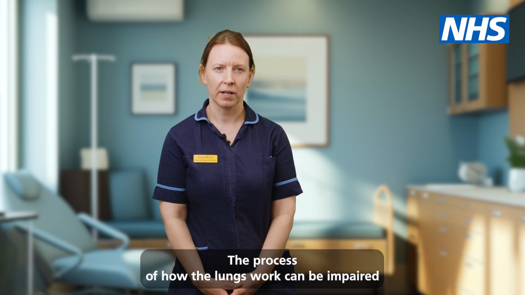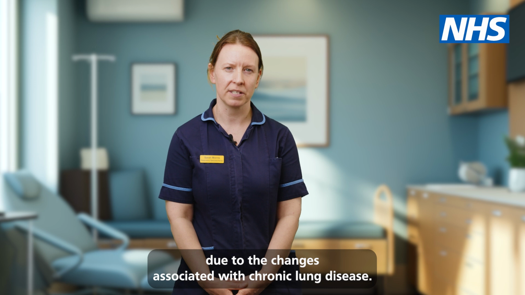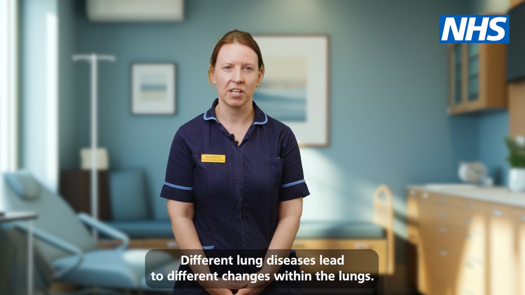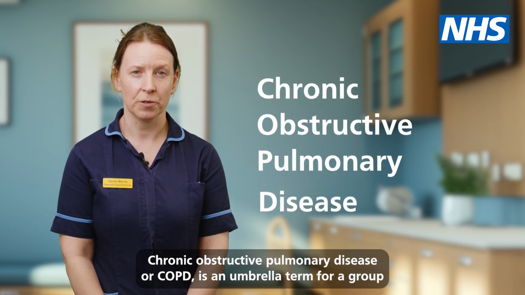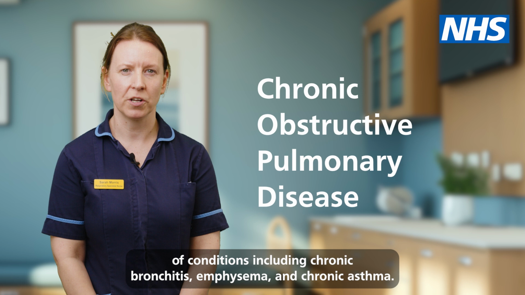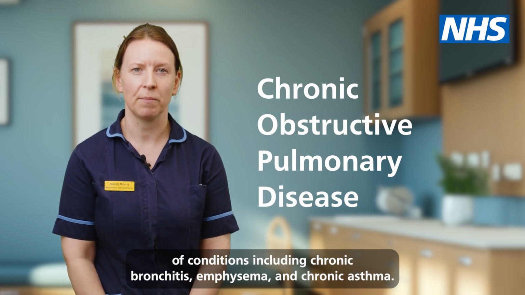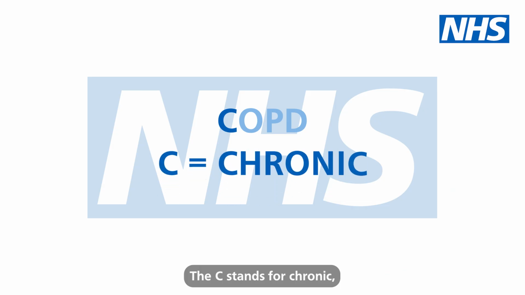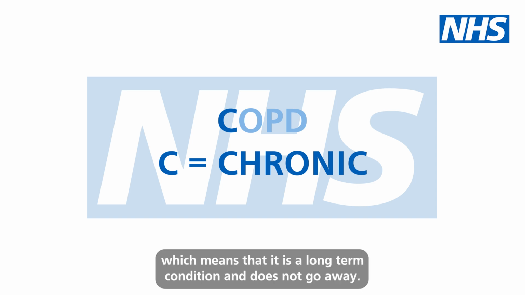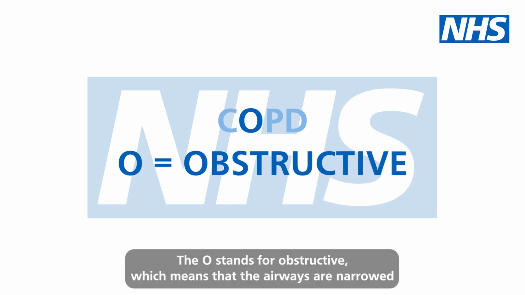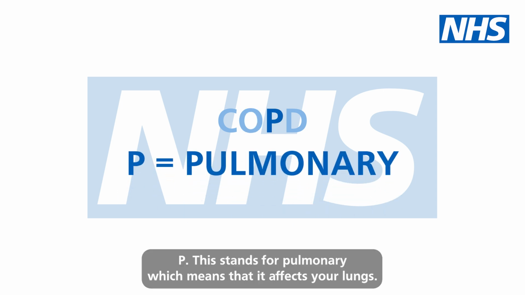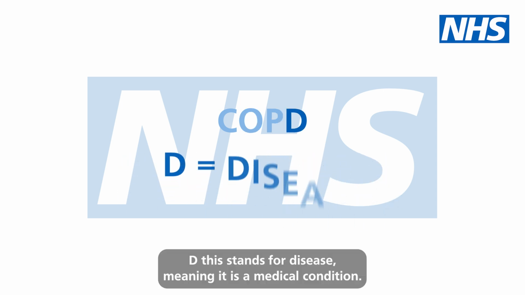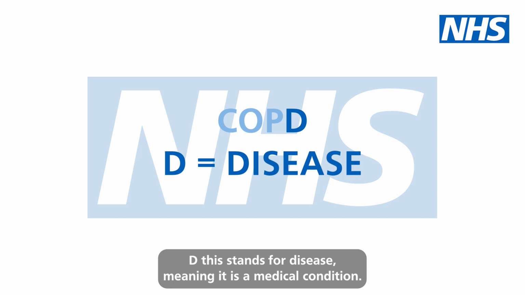Chronic lung diseases. The process of how the lungs work can be impaired due to the changes associated with chronic lung disease. Different lung diseases lead to different changes within the lungs. Often symptoms can be similar. Chronic obstructive pulmonary disease, or COPD, is an umbrella term for a group of conditions including chronic bronchitis, emphysema, and chronic asthma. The C stands for chronic, which means that it is a long-term condition and does not go away. The O stands for obstructive, which means that the airways are narrowed and it's harder to breathe out quickly and air can get trapped in your chest. P stands for pulmonary, which means that it affects your lungs. D stands for disease, meaning it is a medical condition.